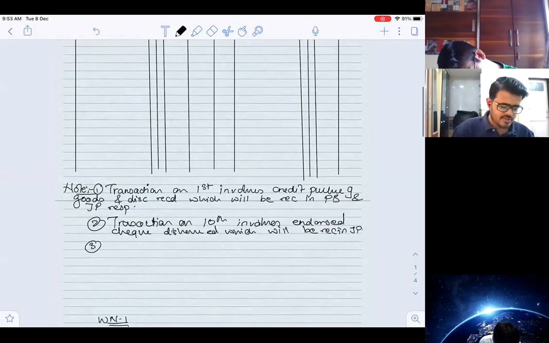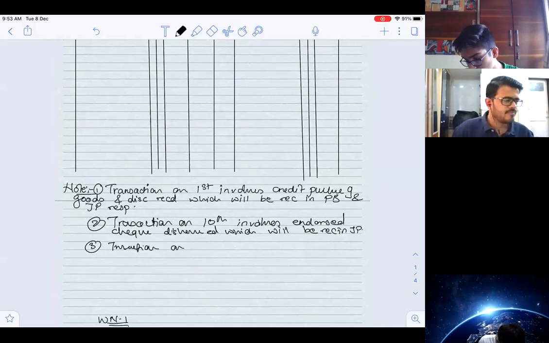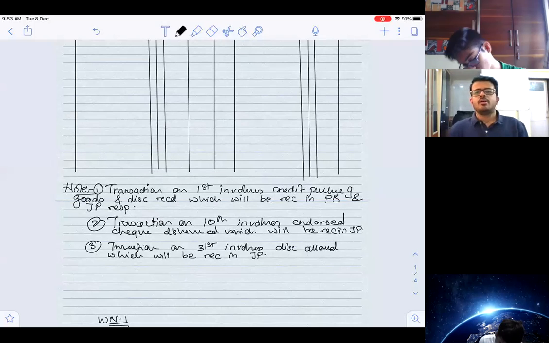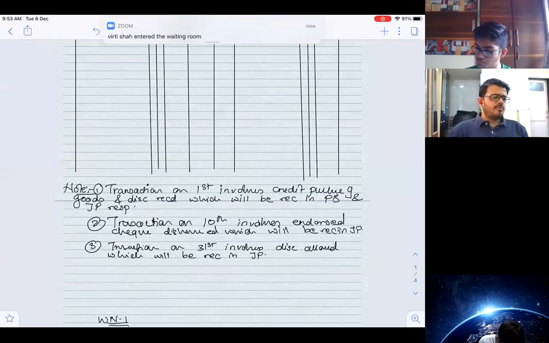So transaction on 31st involves discount allowed, which will be recorded in journal proper. Discount allowed of 20 rupees in journal proper.